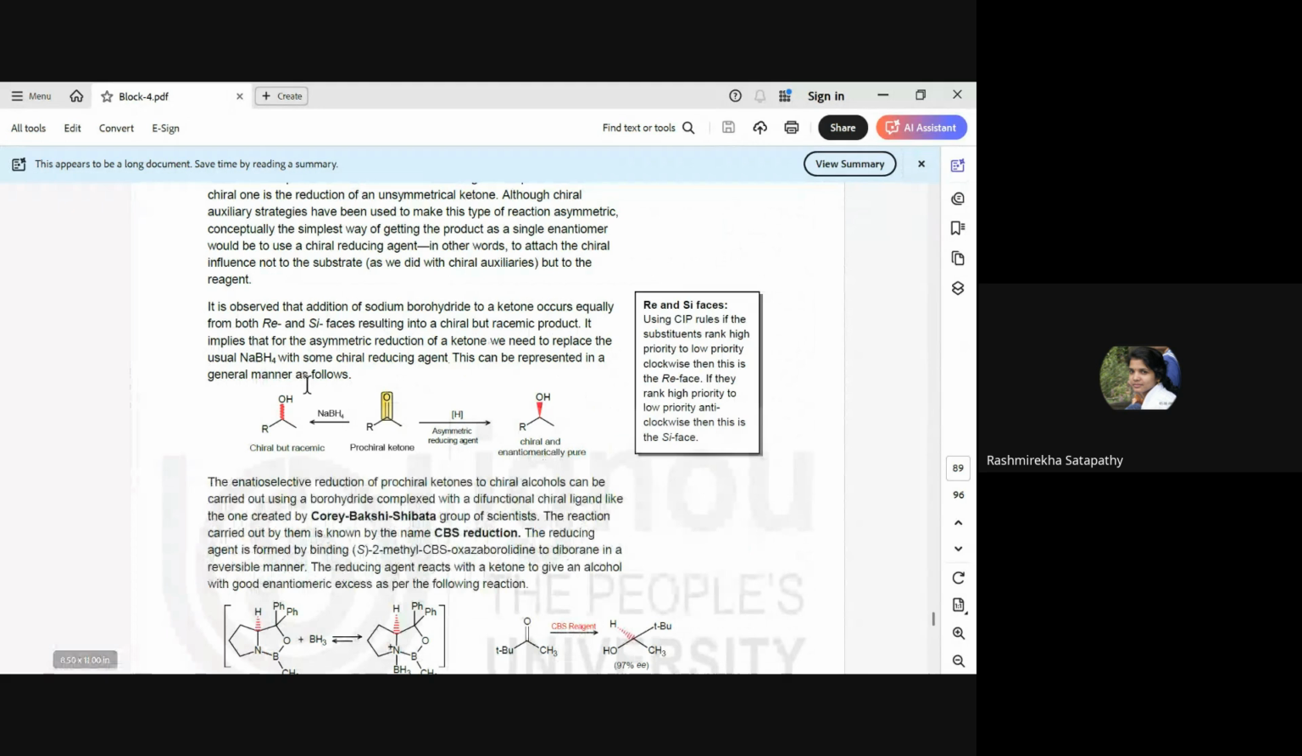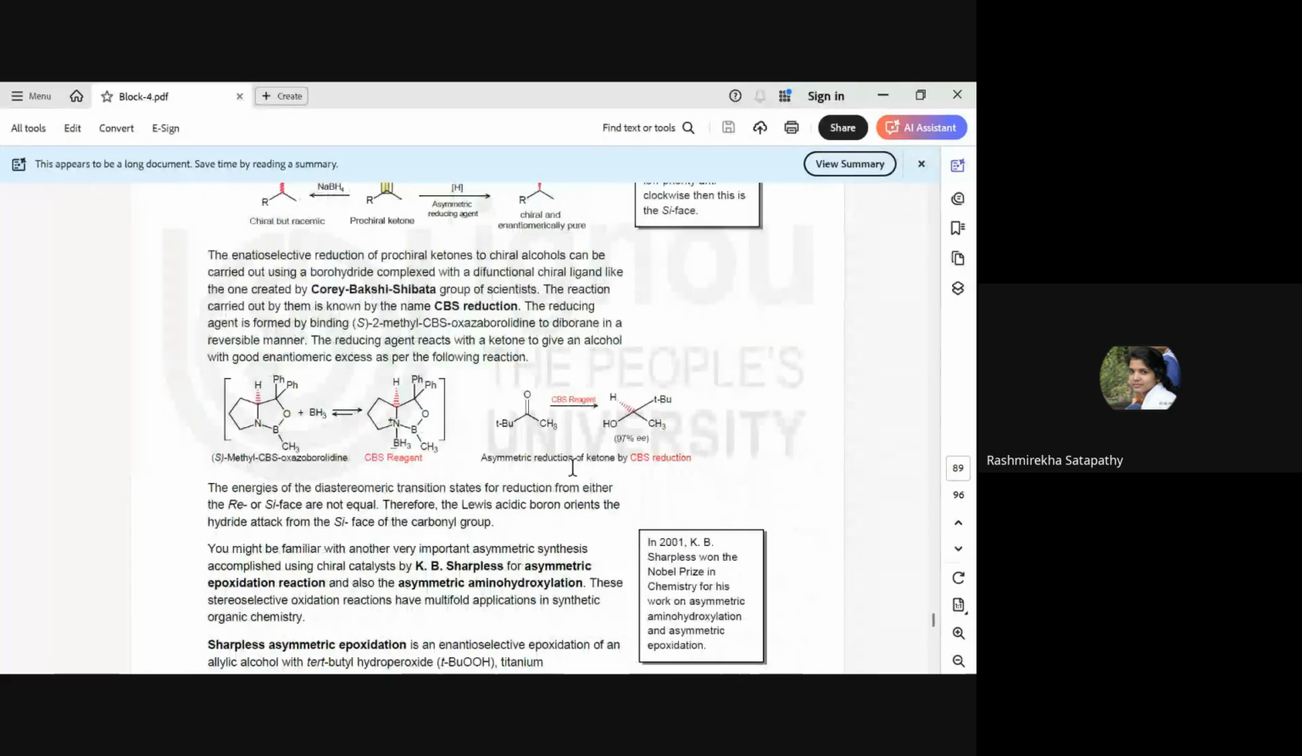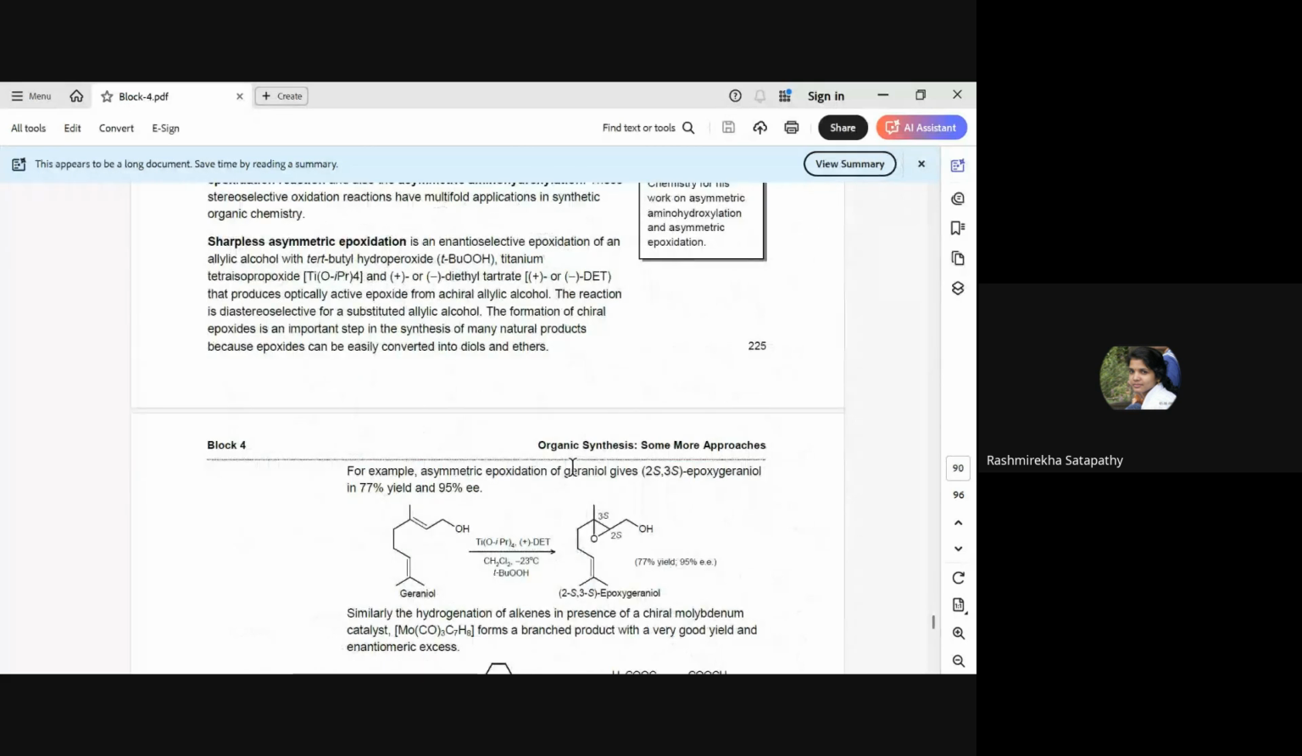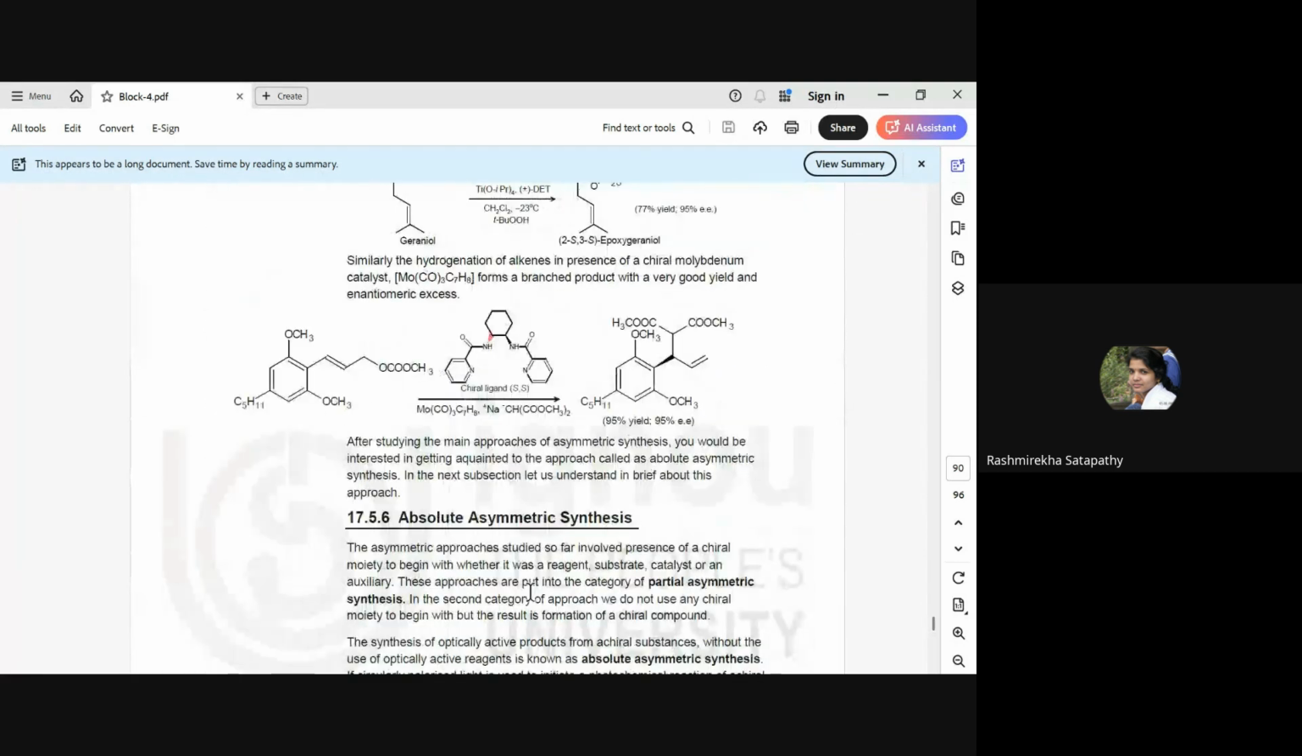This ketone molecule, with an asymmetric reducing agent, is converted to the alcohol. With only sodium borohydride, a racemic alcohol is formed, but when an asymmetric reagent is used, a chiral alcohol is formed. Sharpless asymmetric epoxidation, which we learned yesterday. Sharpless got a Nobel Prize for this. This epoxidation process uses titanium isopropoxide, diethyl tartrate and tertiary butyl hydroperoxide for the epoxide formation.